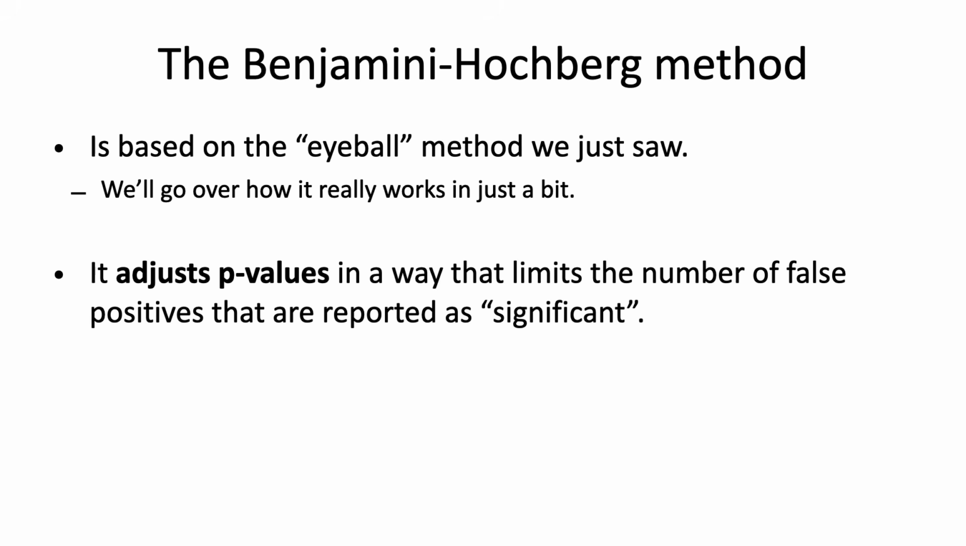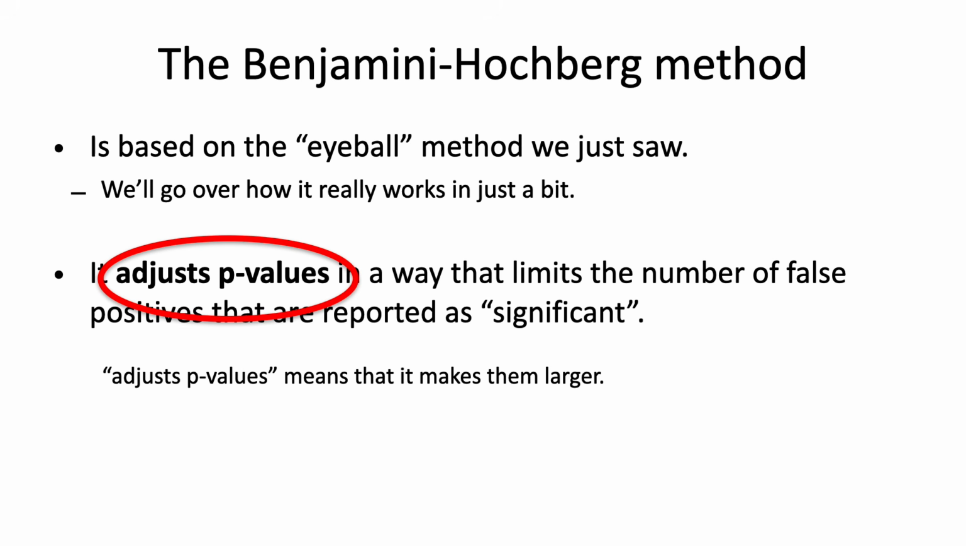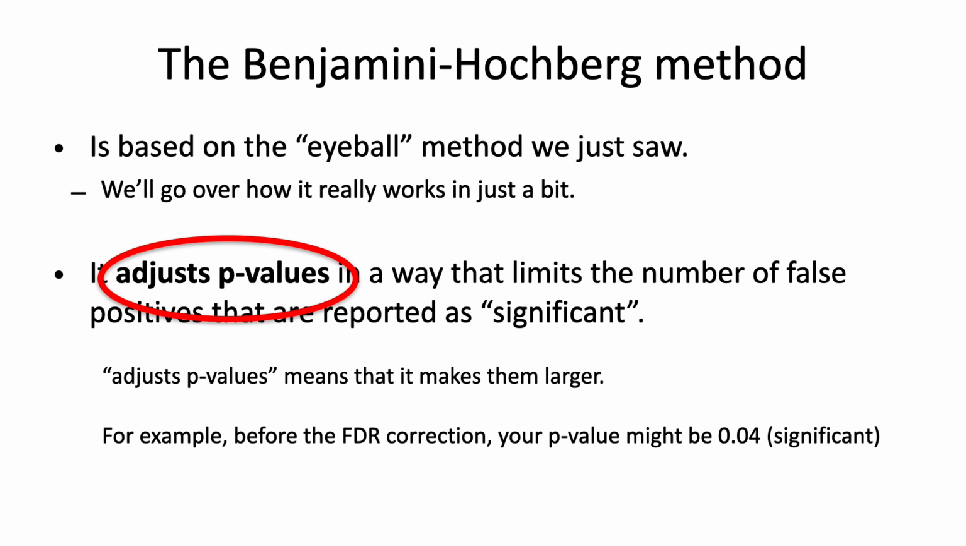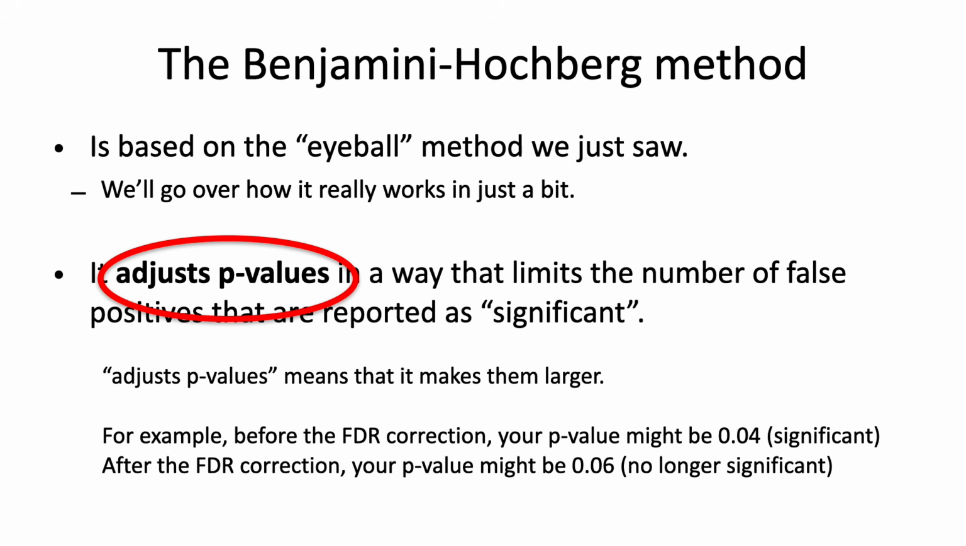The Benjamini-Hochberg method adjusts p-values in a way that limits the number of false positives that are reported as significant. Adjust p-values means that it makes them larger. For example, before the false discovery rate correction, your p-value might be 0.04, i.e. significant. After the FDR correction, your p-value might be 0.06, no longer significant.